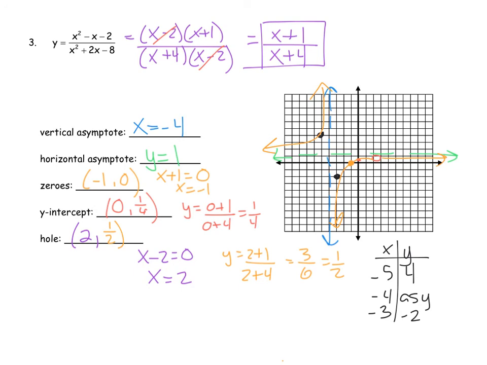Alright, so very similar to what we were doing yesterday, just a refresher. Think about how to find each thing. If you get stuck, look back at your notes for how to find a vertical asymptote, horizontal asymptote, zeros, y-intercept, or hole. We'll talk about worksheet 2 and worksheet 3 next time I see you on Tuesday.